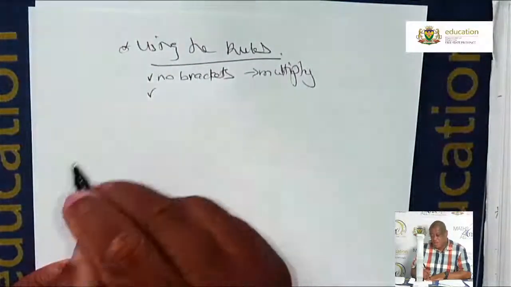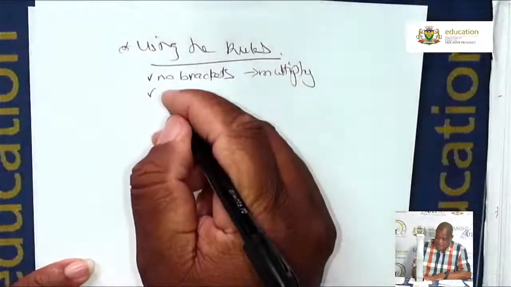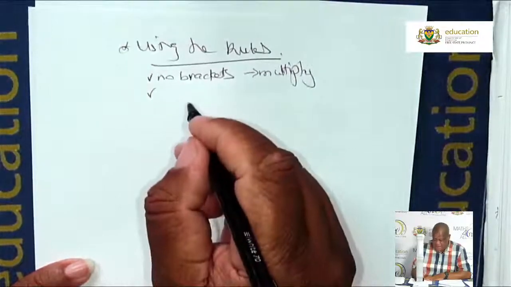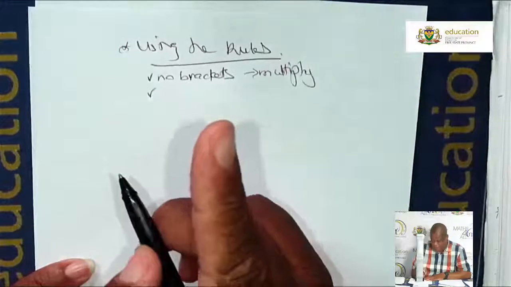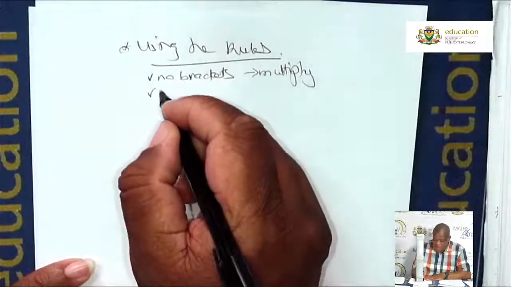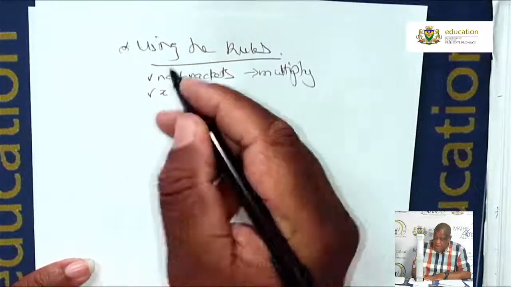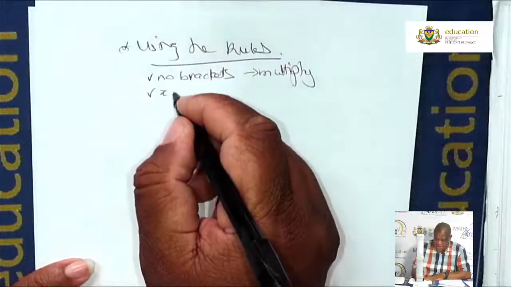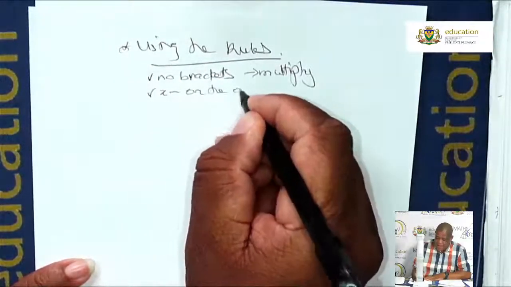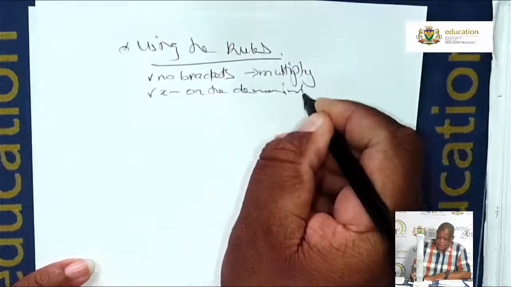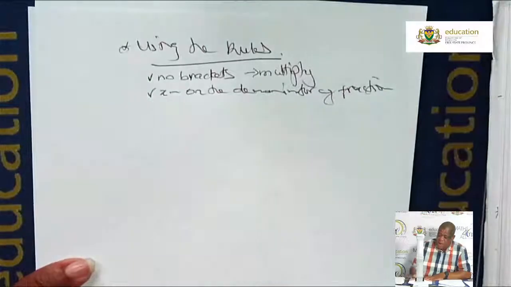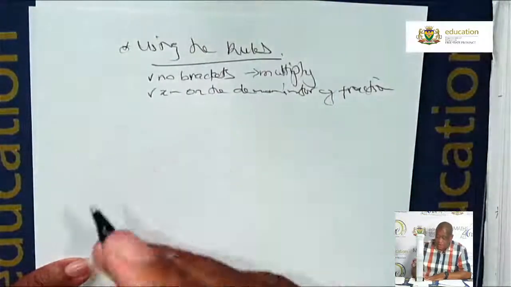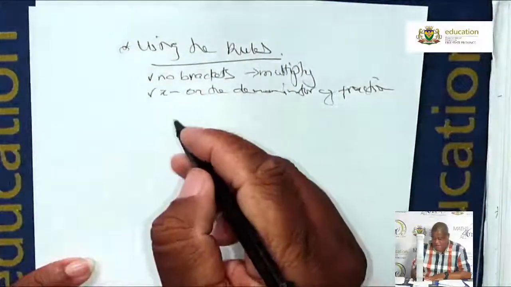Secondly, make sure that if there is a fraction, and you are to differentiate with respect to x, x is not appearing on the denominator of the fraction. X should not appear on the denominator of the fraction. If x is on the denominator, make sure that you simplify that first.